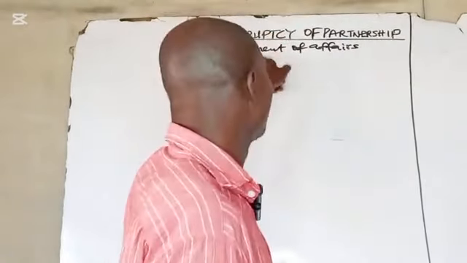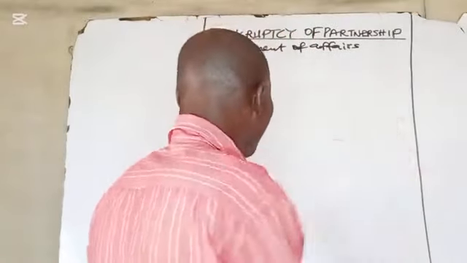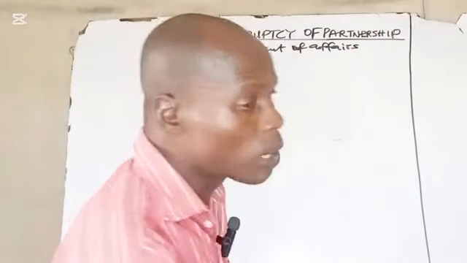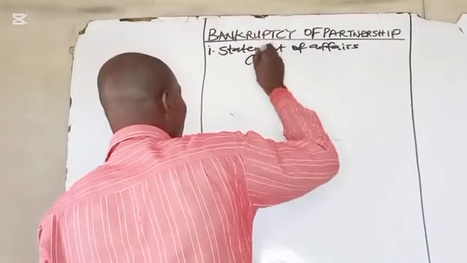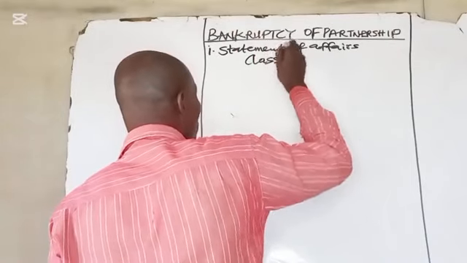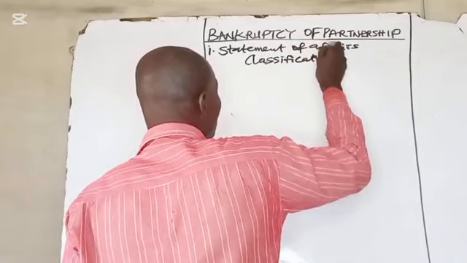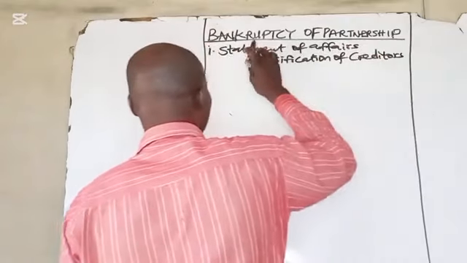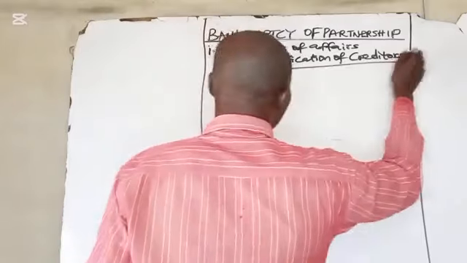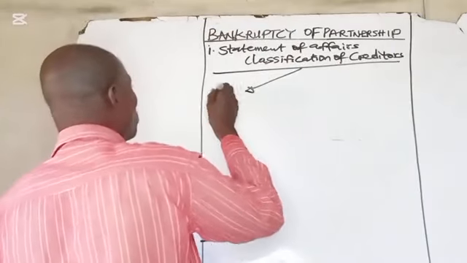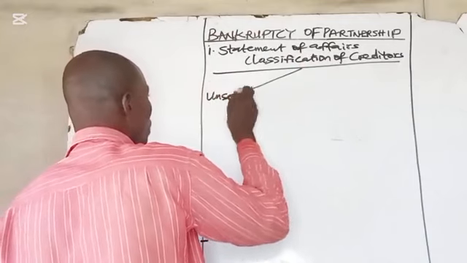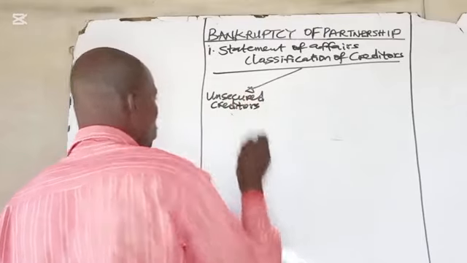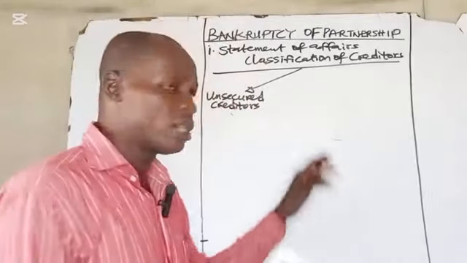So go through my first video, where I itemized the differences between the statement of affairs and the statement of financial position. The classification of creditors has also been examined in my earlier videos. For the purpose of this lecture, I will classify creditors into, one, unsecured creditors. Please go through my first two videos on bankruptcy accounts for better understanding.